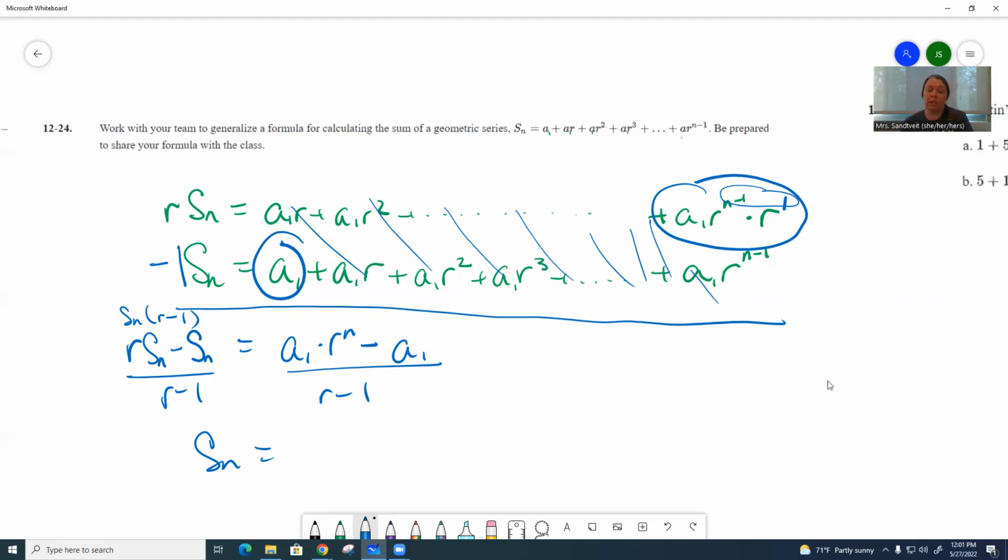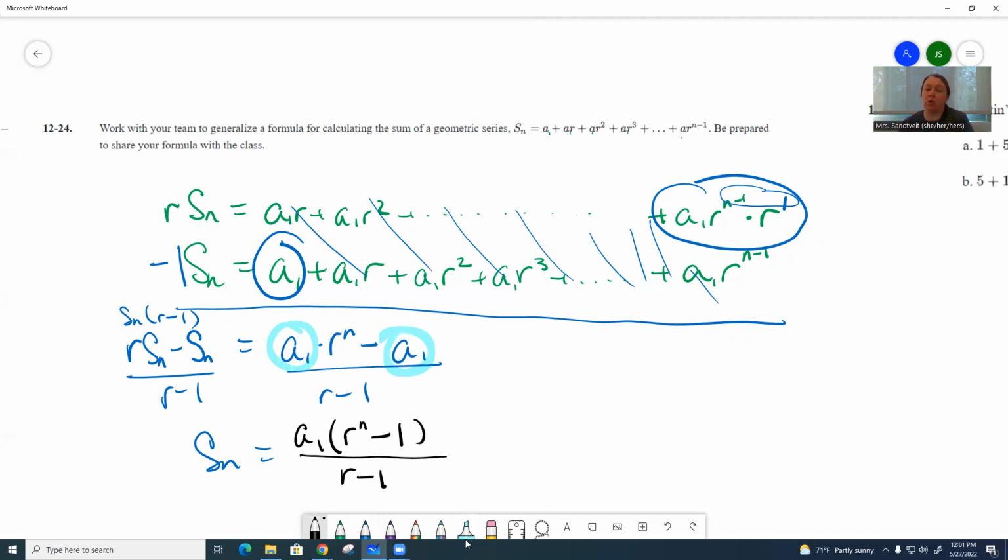Now, a lot of times when you see the rule, you won't see it written like this. What you'll see is, oh, there's a greatest common factor here. I'm going to pull that out front, be left with r to the n minus 1. Right? If I distribute this back in, I end up with this. A sub 1 times r to the nth is this. A sub 1 times 1 is this. All over r minus 1.